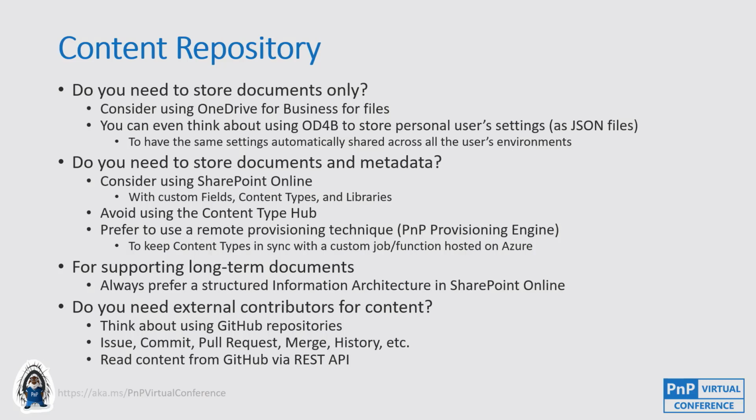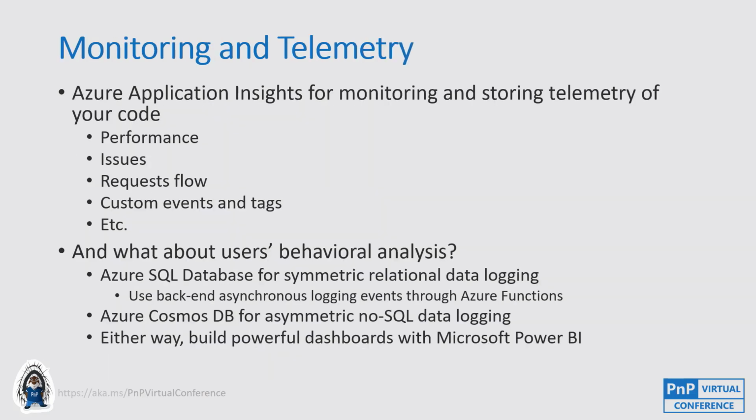On the contrary, if you simply need to store content like documentation, where you need to have multiple authors with a flow to manage the authoring, you should consider using GitHub as the repository for this kind of content. You can leverage the Git model to manage issues, commits, pull requests, and stuff like that. And you can easily read the content from GitHub using the REST APIs of the GitHub platform.